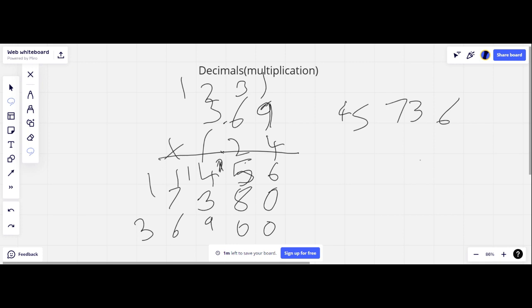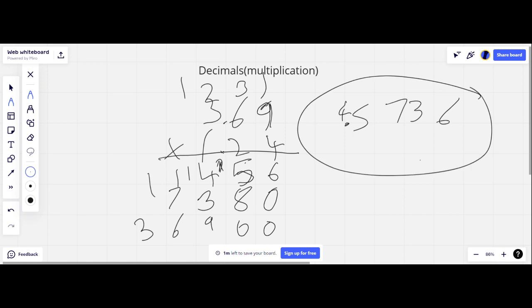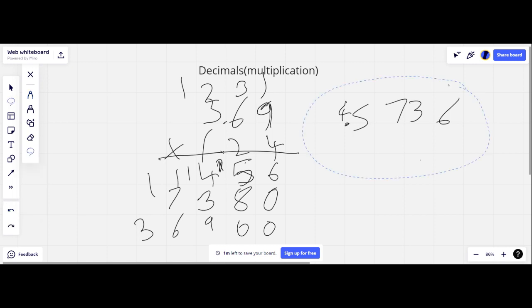So what would our answer be? Because there's 1, 2, 3, 4 decimal places, we need to go from the right to the left 4 and bypass 4 digits. 1 digit, 2, 3 digits, and 4 digits. So the decimal point would go here. And our answer is 4.5736.